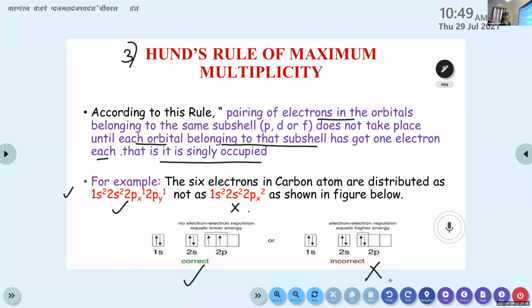Eva, can you please state this rule, Hund's rule of maximum multiplicity? Yes, ma'am. According to this rule, pairing of electrons in orbitals belonging to the same subshell, p, d, or f, does not take place until every orbital belonging to that subshell has one electron each, that is, it is singly occupied. Okay.